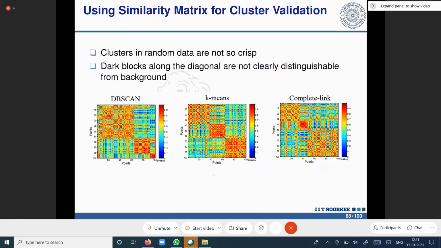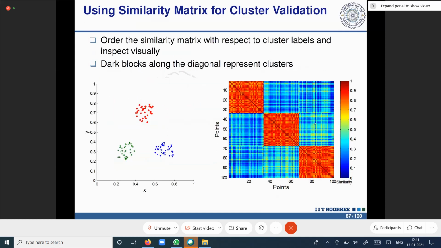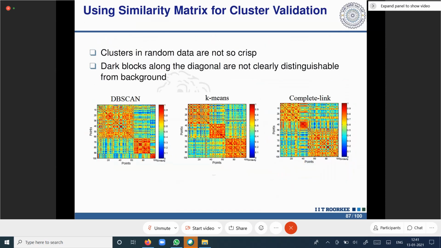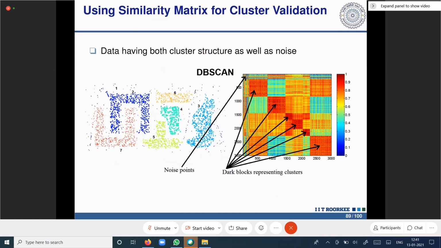Clusters in random data are not so crisp, and the dark blocks along the diagonal are not clearly distinguishable. So this is for the random data that we used here. If we apply DBSCAN, k-means, and complete linkage to this random data, we do get something, but you see these dark blocks do not have very high values compared to this one. These are all very red, and these are all blue. But here, the red is not as dark, and there is some red here. So this shows that this clustering is not very good.